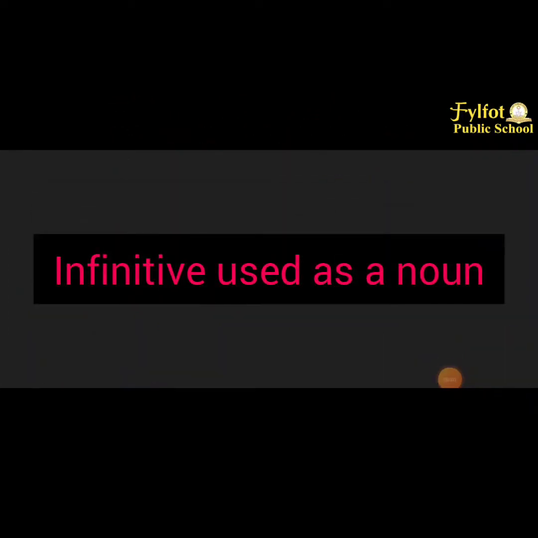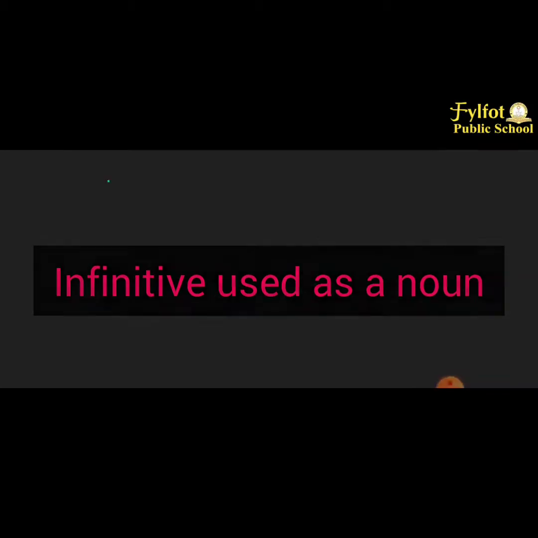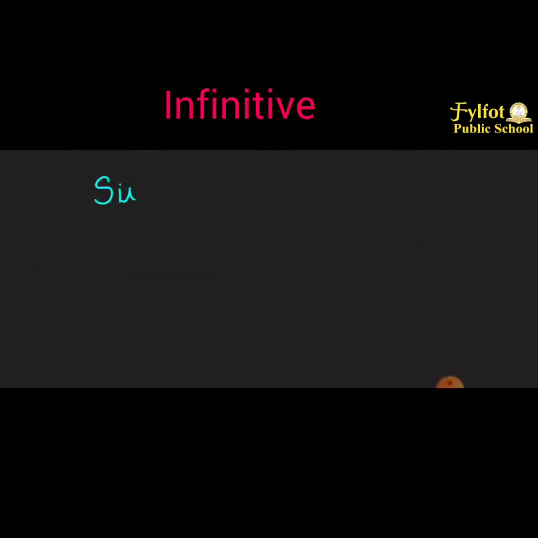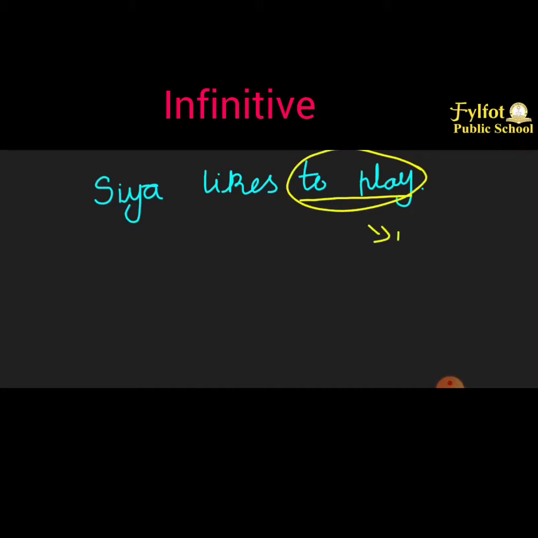Now let's see how infinitives are used as a noun. Let's take an example. Sia likes to play. So here in this sentence, to play is used as an object in the sentence. So it behaves as a noun.